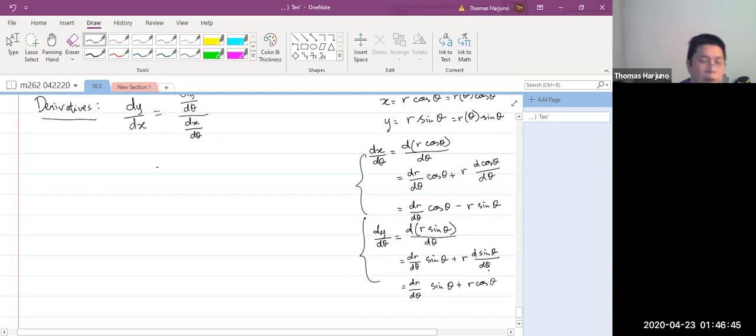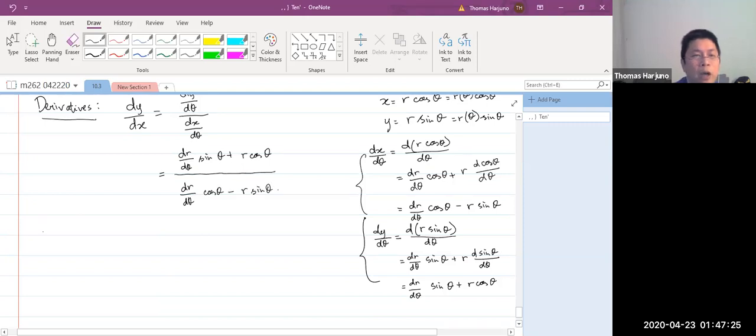The way we derive this is basically the way we did the dy/dt and dx/dt. We just changed the parameter. Instead of t, now the parameter is θ. Now if possible, memorize that. I don't think you need to memorize the following, but if you do, that's fine. So dy/dθ is dr/dθ sinθ plus r cosθ, and dx/dθ is dr/dθ cosθ minus r sinθ.